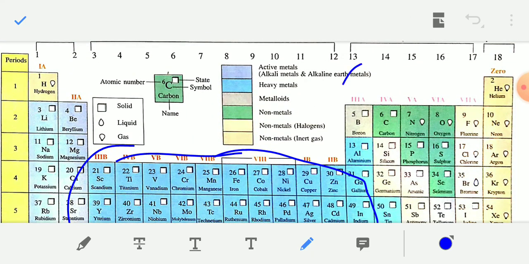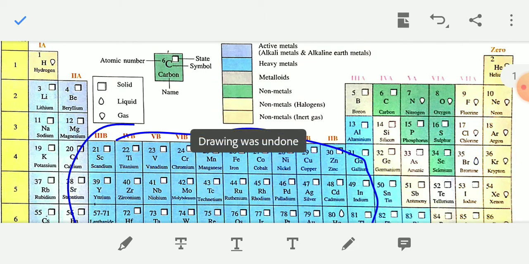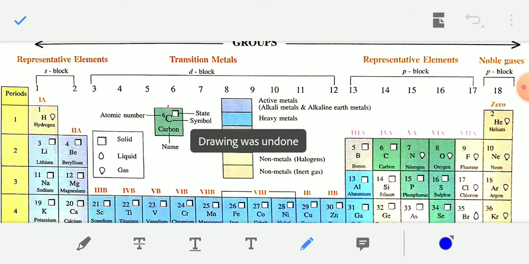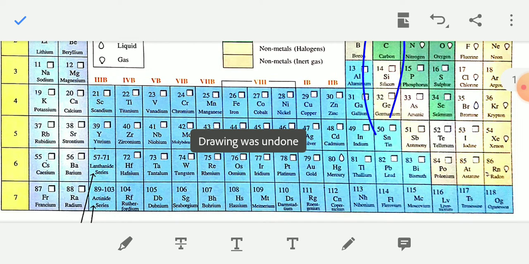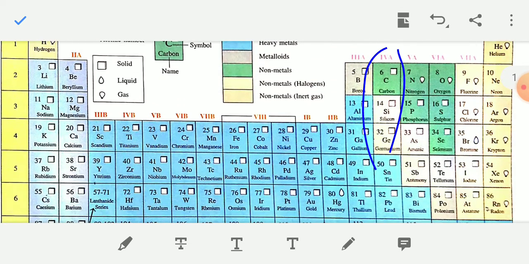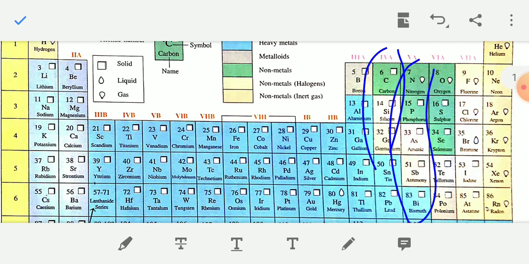Group 13, boron family: boron, aluminum, gallium, indium and thallium. And group 14, that is the carbon family: carbon, silicon, germanium, tin and lead. And group 15, that is the nitrogen family: nitrogen, phosphorus, arsenic, antimony, and bismuth.